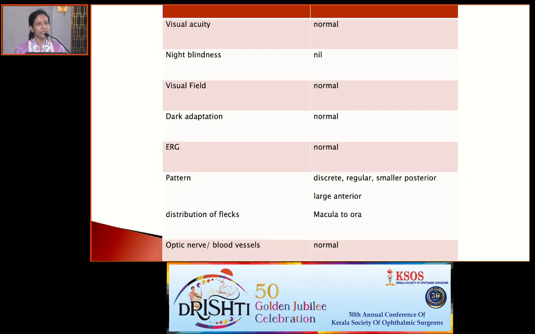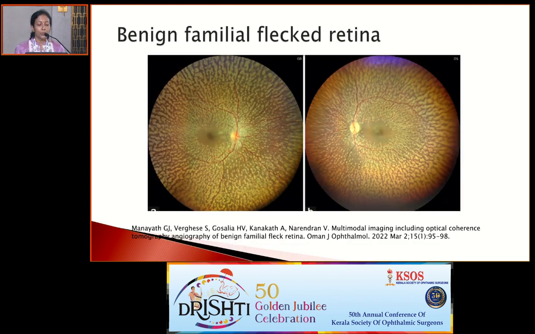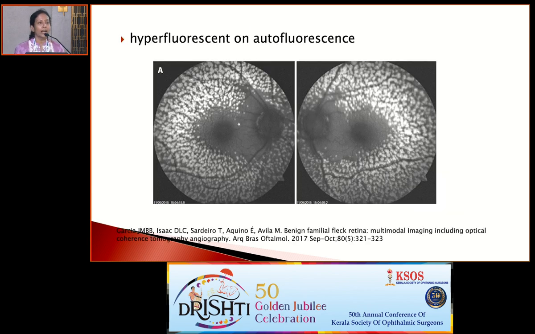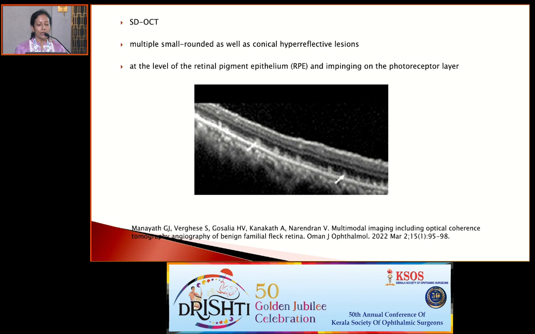Now, if you have a person with a normal visual acuity, there is no history of night blindness, ERG is also normal, but however, on fundus examination, you see discrete, small flecks distributed throughout the mid-periphery. You are dealing with a condition called benign familial flecked retina. It is a non-progressive condition. Here, everything is normal, except that on fundus examination, you see flecks. These flecks are hyperfluorescent on autofluorescence, and on OCT, you see mild thickening at the level of the RPE.